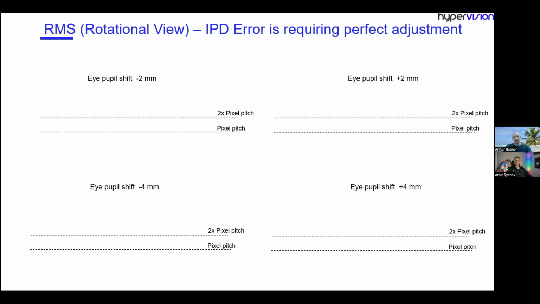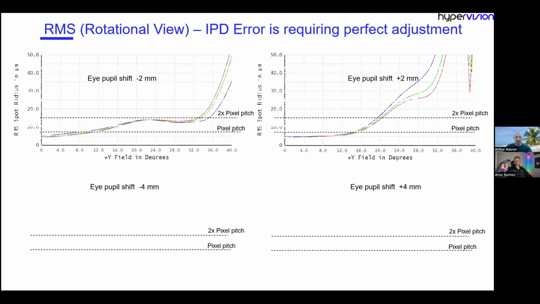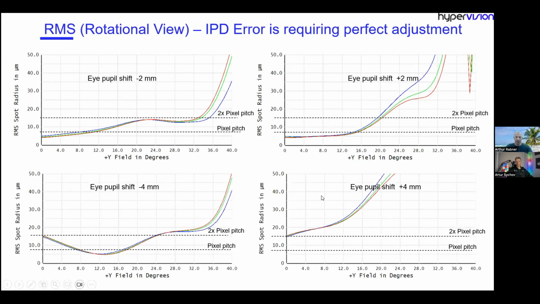Maybe that's the reason we did the analysis for different pupil shifts of ±2 and ±4 millimeters, so we can see that for the case of 2 millimeters, the sharpness goes down quite fast after a 20 degree view angle, and for 4 millimeters, it's immediately not sharp. That is why IPD personalization is very important.